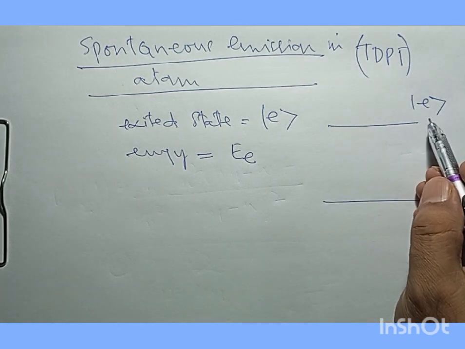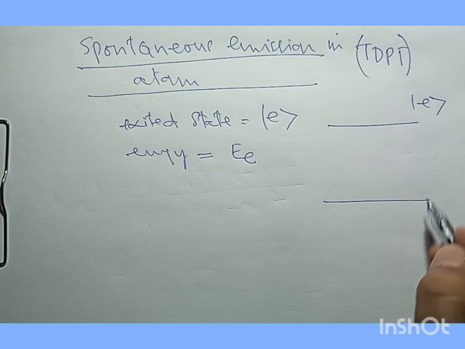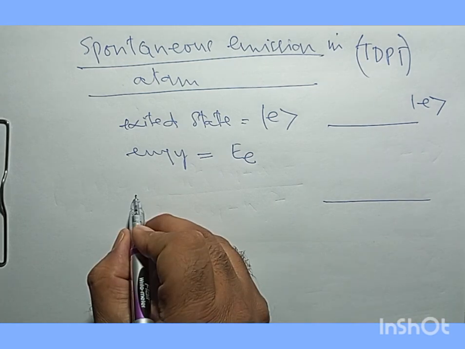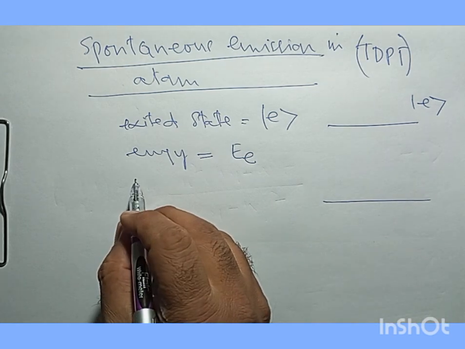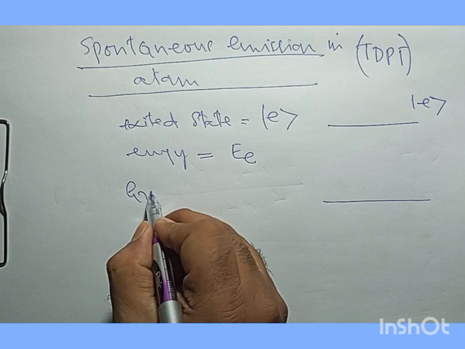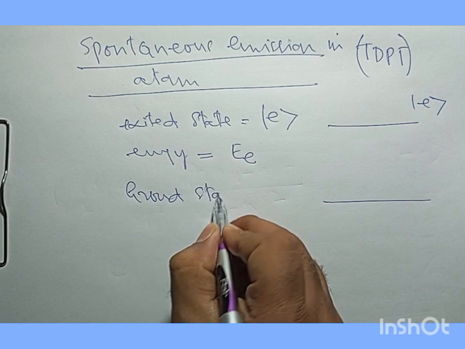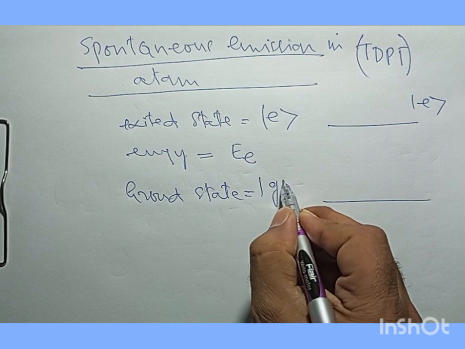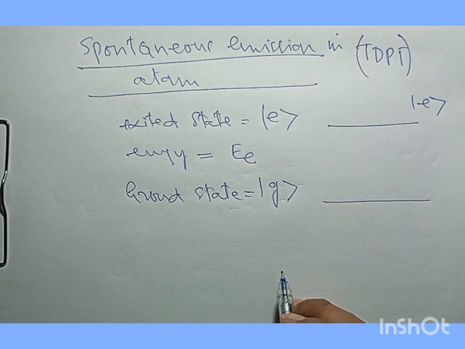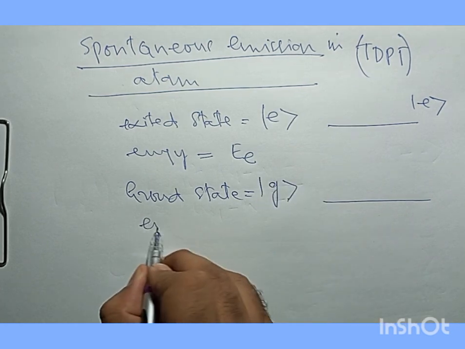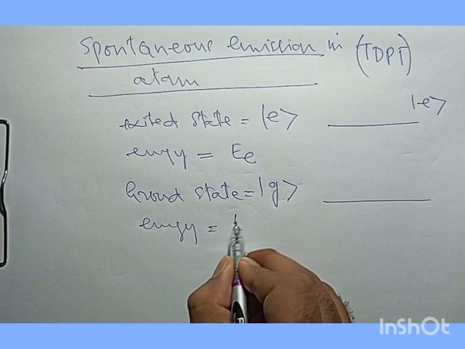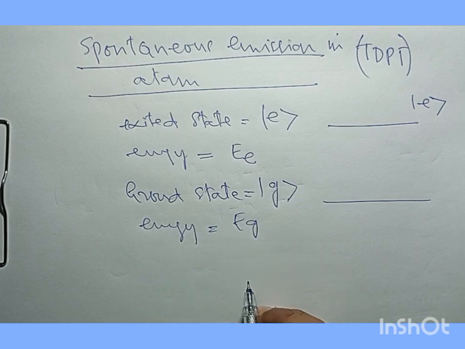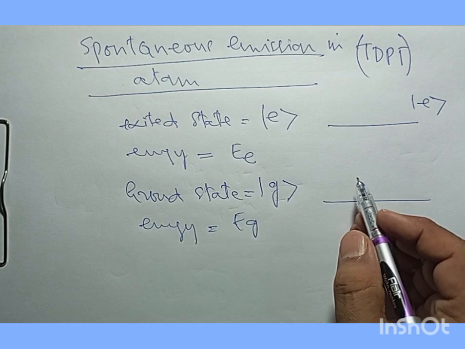And this state spontaneously decays to the lower state. And so the lower state can be called the ground state here. So let me take the state G as the ground state, and with the corresponding energy, I would like to choose here E_g, emitting a photon, right?